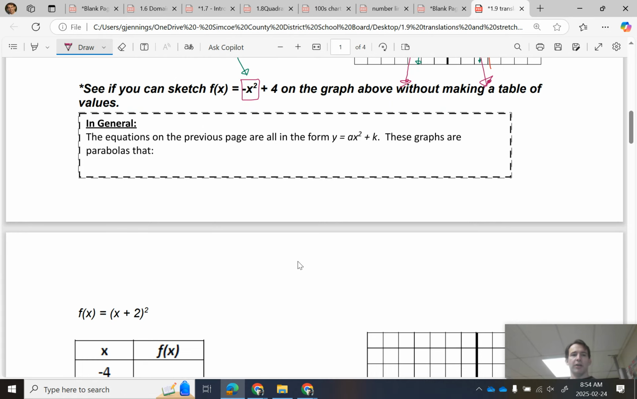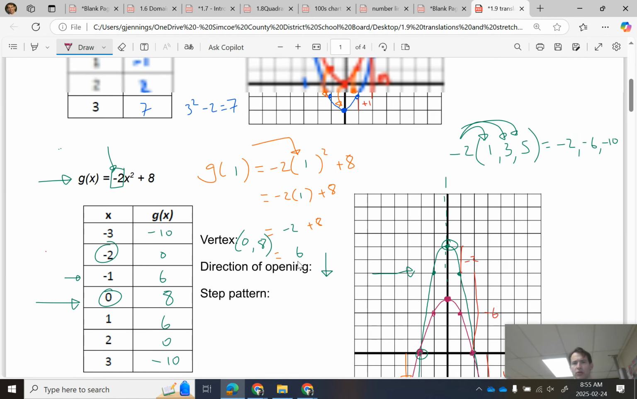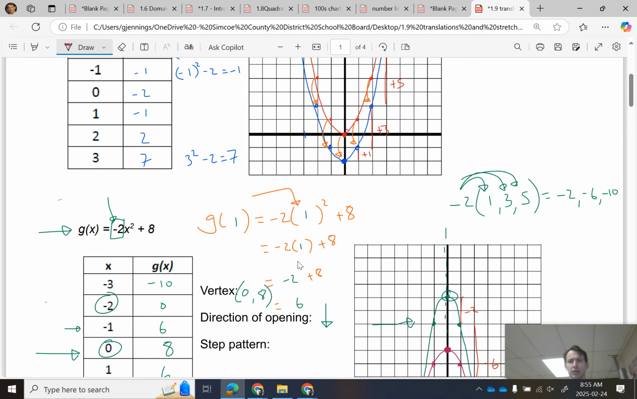So in general, here's the general thing we can see about these parabolas. Y equals ax squared plus k. Where do they have their vertex? Their vertexes were there, there, there, and there. They're all along what line? Their vertexes are their y-intercepts. Their vertexes are on the y-axis.